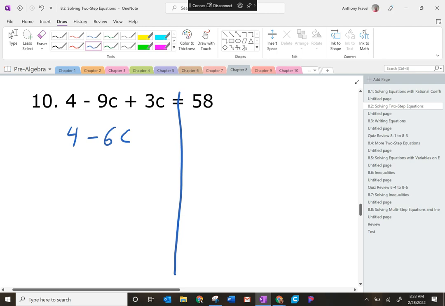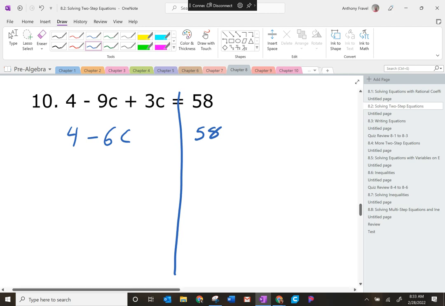And now all that left side is completely done. I'm going to remember to bring down my 58. And now I have a problem just like the previous six sample ones we did. Now we can work it just like we did before.